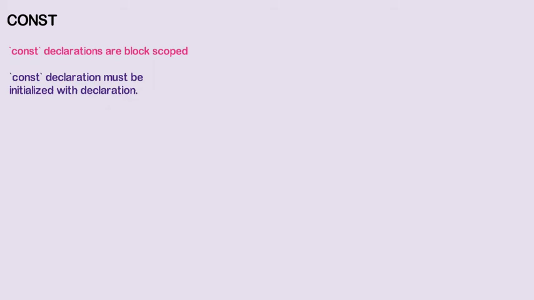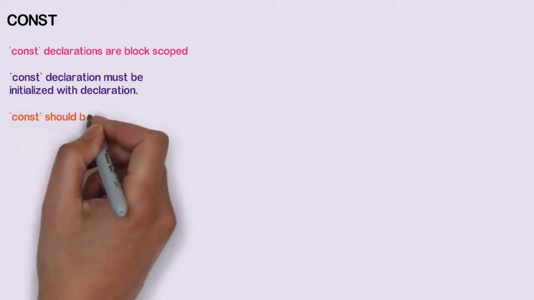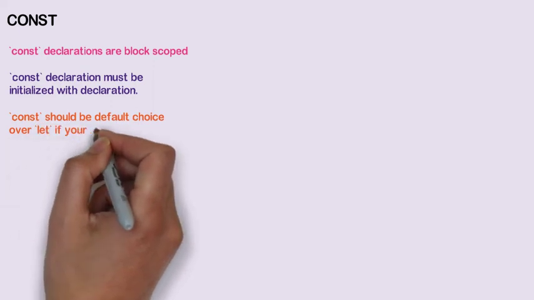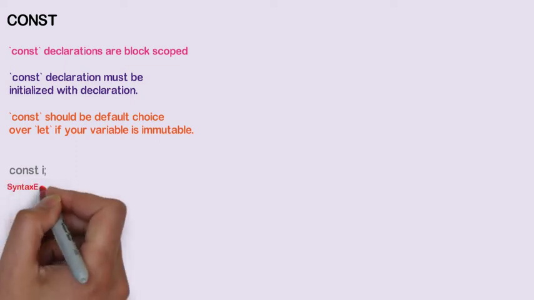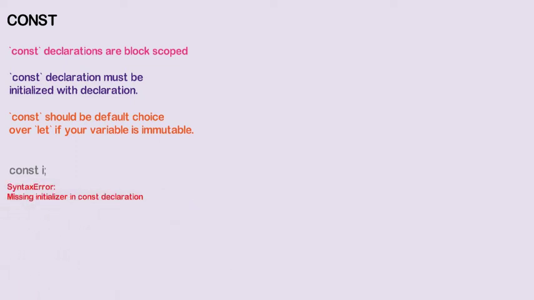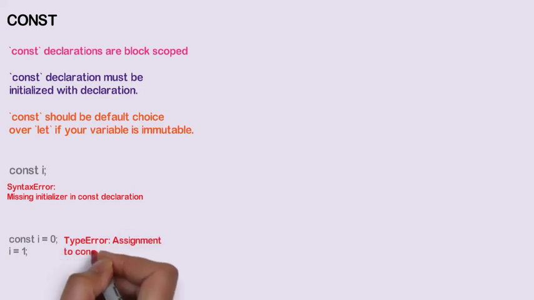Const behavior is somewhat different when it comes to objects declared with const. While a const object cannot be reassigned, the properties of this object can be updated. So const should be the default choice over let if your variable is immutable. In this example, we can see that const doesn't let you declare a variable without assigning its value, and it also doesn't allow reassignment to that variable.